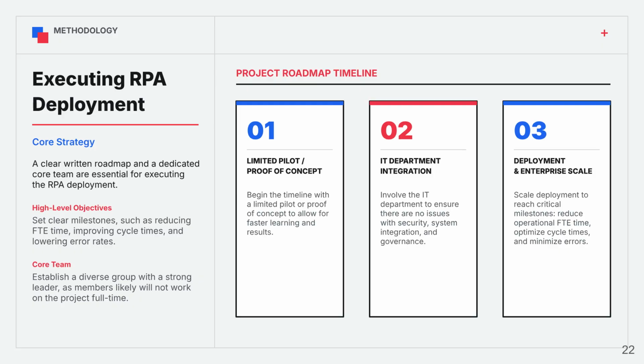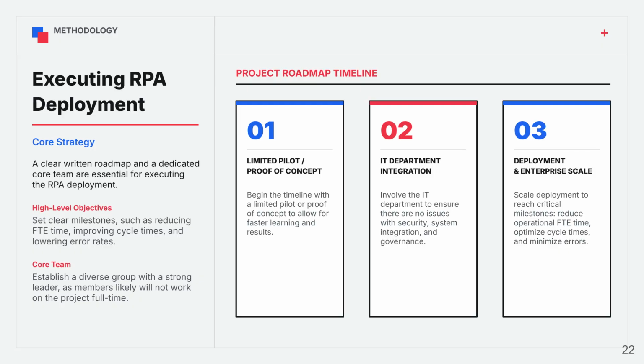Equally important is forming a dedicated core team. An RPA project typically involves business users, process owners, developers, IT specialists, and project managers. Although many of these members continue with their regular responsibilities, they work together under a strong leader who coordinates activities and ensures the project remains on schedule.